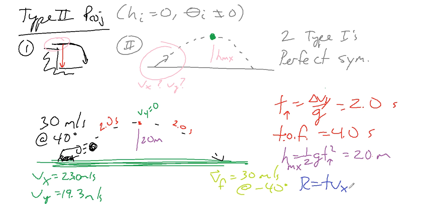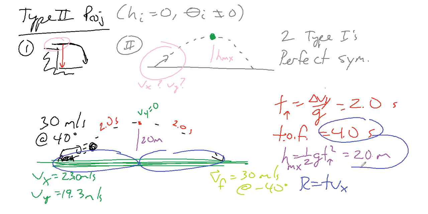What some people do is solve for the range for the first part or the second part and then just double it, because it's symmetrical. I typically just double my times, because I would want to use my time of flight, my total time, because it's always moving in the x direction in the same direction.